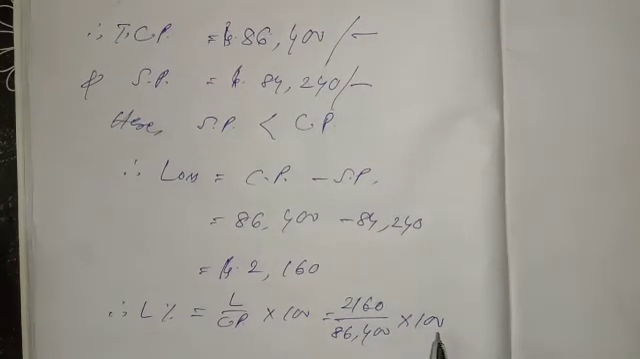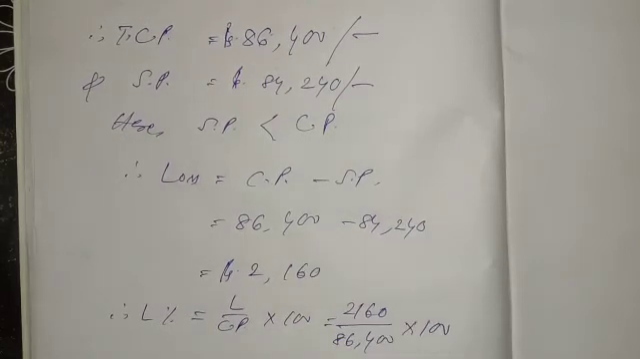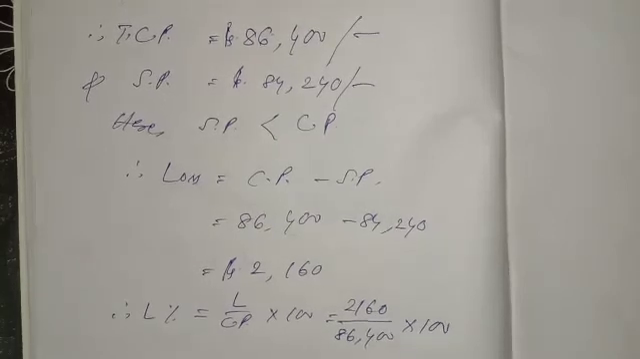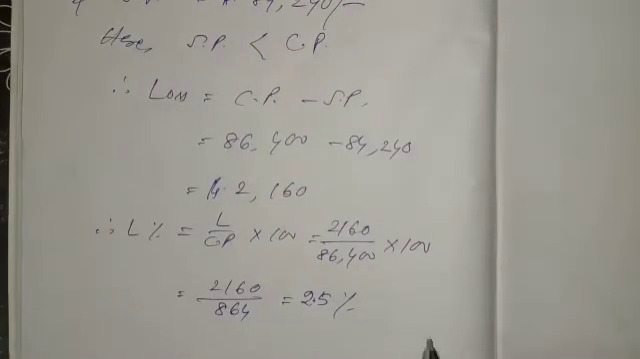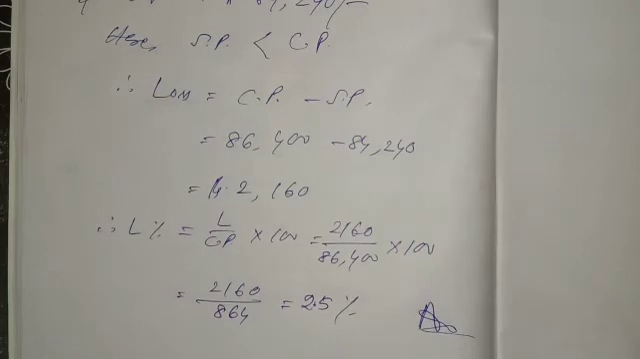2160 divided by 864. It is coming 2.5. So what is the loss percentage? The loss percentage is 2.5%. This is all about the question number 3. I think it is clear.